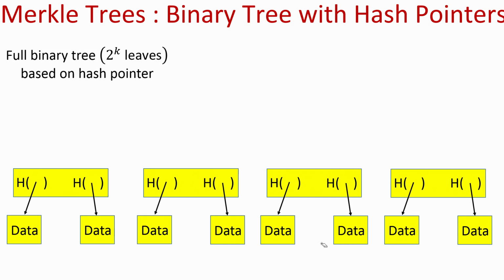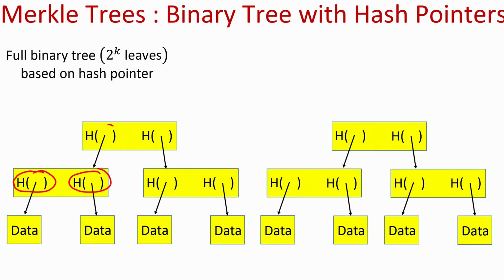The way we construct a Merkle tree is as follows. We have the data blocks at the leaves, and then we go one layer up where we have the hash pointers. This hash pointer contains the hash of this data, and this one contains the hash of that data, and so on. Since these hash values are also binary strings, we can take this binary string, concatenate it with this binary string, hash it and go one layer up. So, this hash value is a hash of the concatenation of these two hash values.